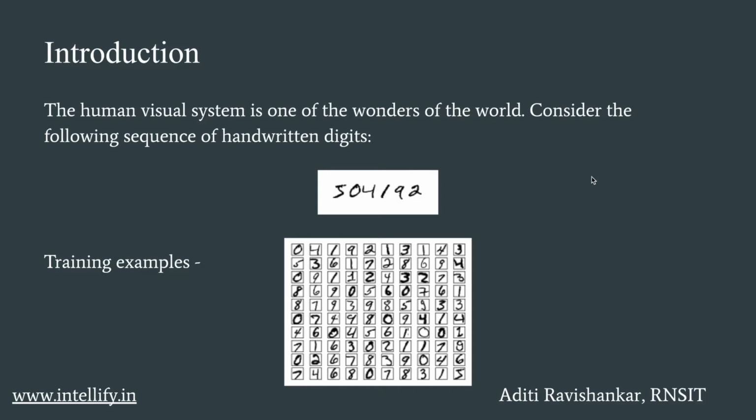So the human visual system is one of the wonders of the world. Consider this following sequence of handwritten digits. So we have 504192. Most people effortlessly recognize these digits as 504192.